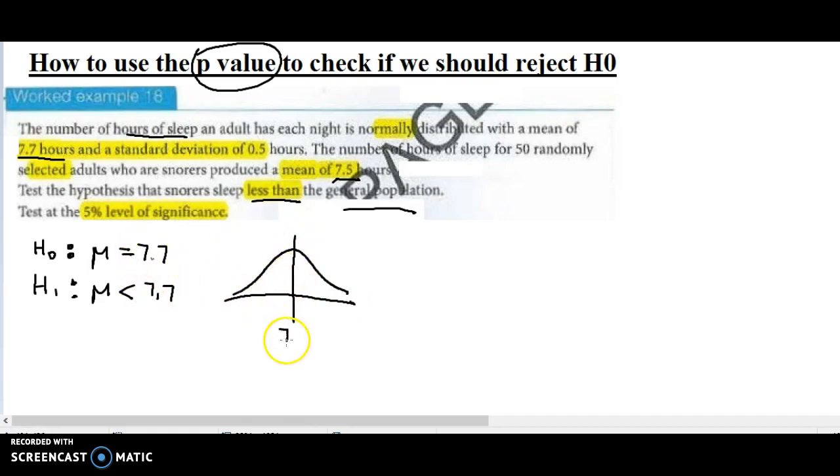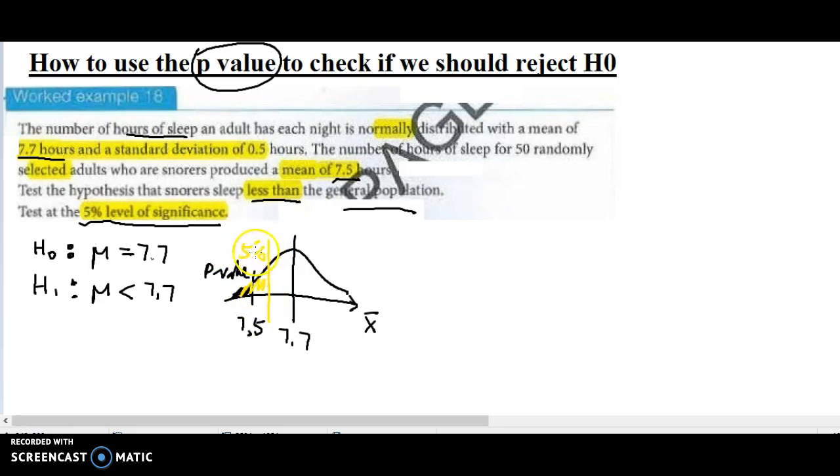Okay, 7.7 is here. This is talking about the sample mean. The sample mean in this case is 7.5. This is my sample. And this little area is the p-value. Now they give me a 5% level of significance. This 5% is this 5% here.